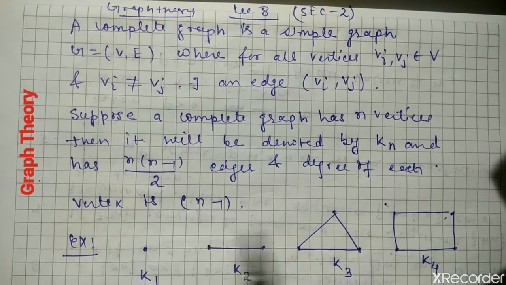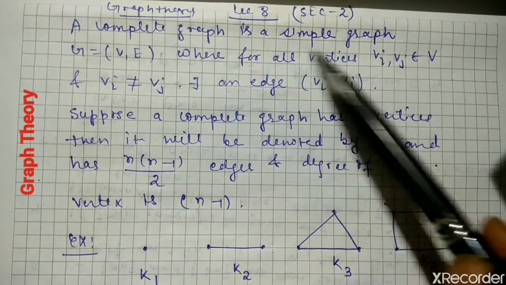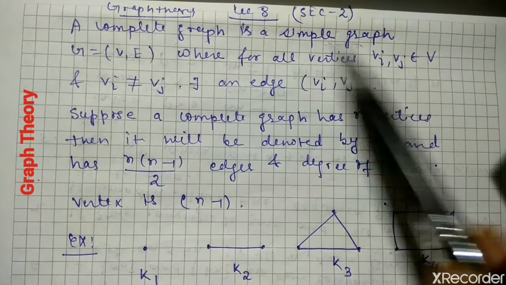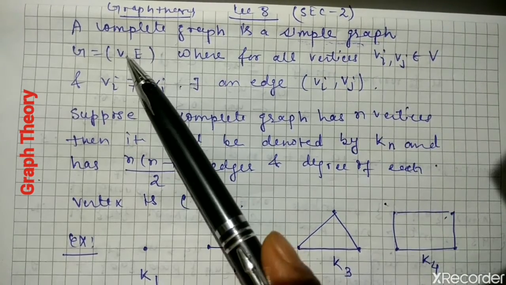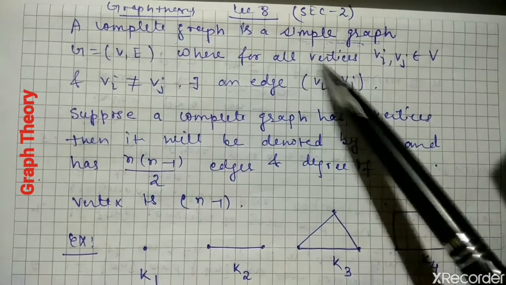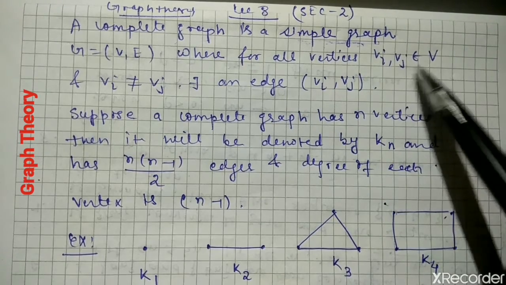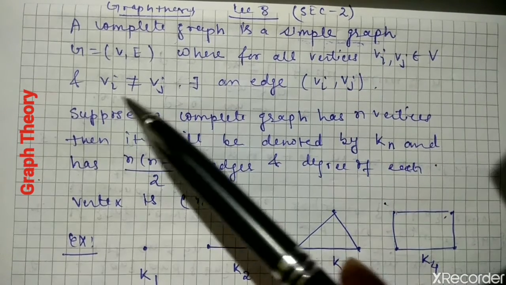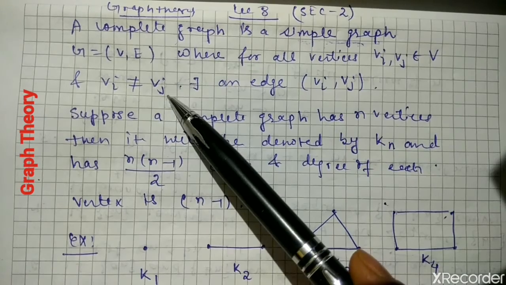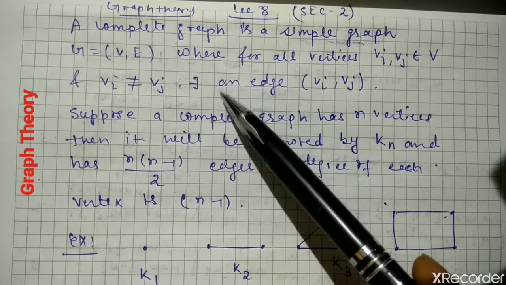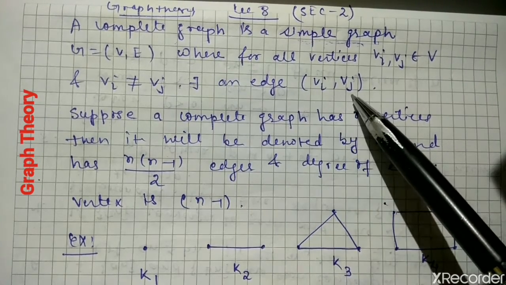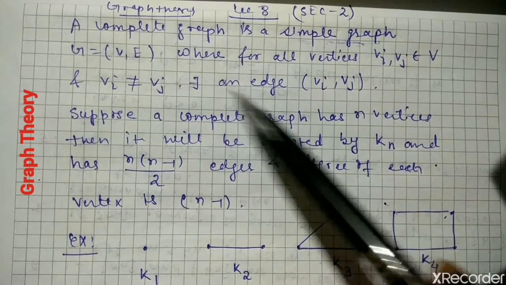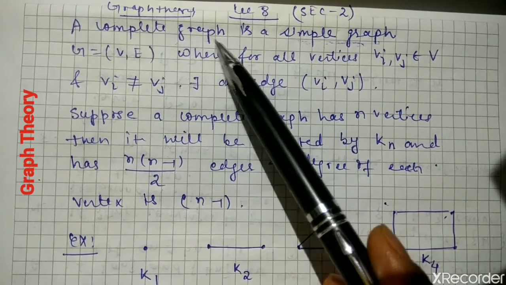Now, a complete graph is a simple graph G equals (V, E), where for all vertices Vi and Vj belonging to V, with Vi not equal to Vj, there exists an edge (Vi, Vj). This type of graph is known as a complete graph.